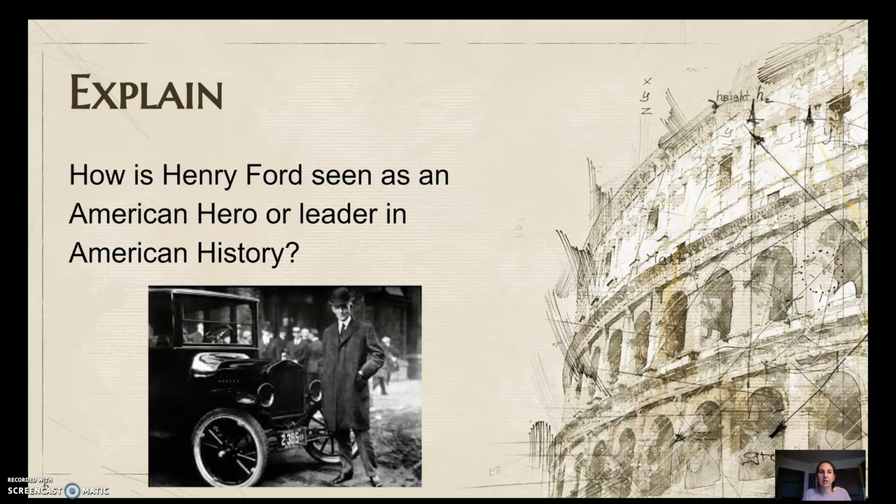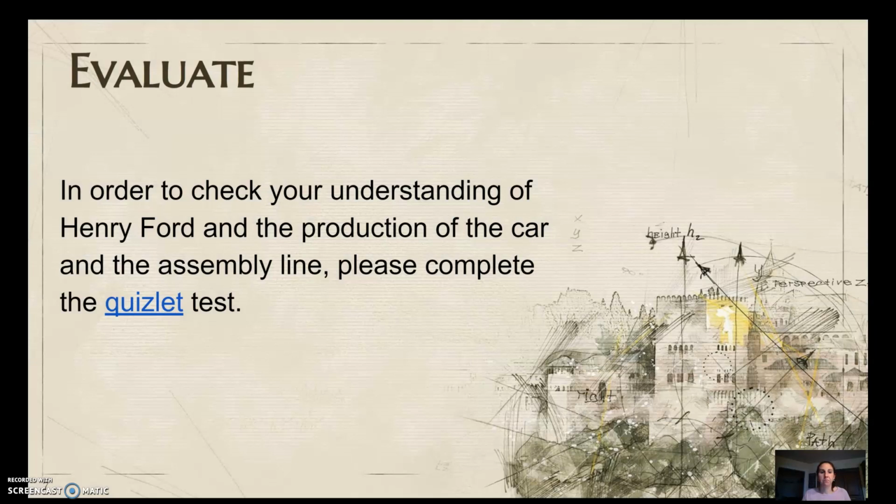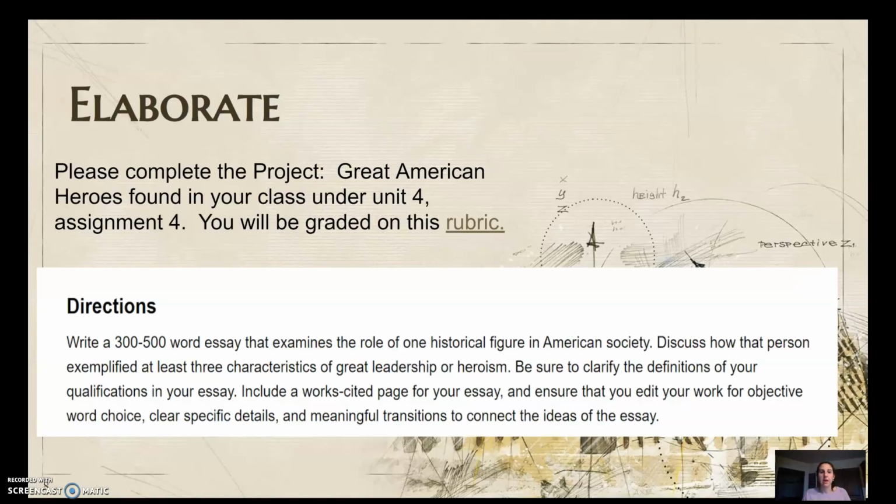Okay, so how is Henry Ford seen as an American hero or leader in American history? So after you watch the different videos, you can see what makes a hero and a leader in American history. So in order to check your understanding of Henry Ford and the production of the car and the assembly line, there's a small Quizlet for you to complete. And then I want you to make sure for the elaborate section that you complete your project, Great American Heroes, found in your class under Unit 4, Assignment 4. So you will do this within Odysseyware. And if you want to take a snapshot of it and put it in the Google Classroom, that's perfectly fine. Or just make sure you are submitting it in your class, okay?